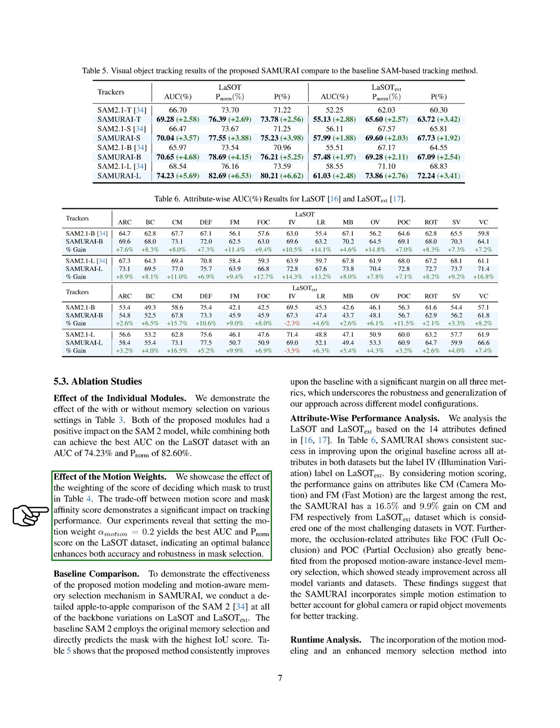We examine the effect of motion weights, showing that the balance between motion score and mask affinity score significantly affects tracking performance. Our experiments suggest that setting the motion weight to 0.2 provides the best AUC and norm scores on LOS-OT, indicating that this balance enhances both accuracy and robustness in mask selection.